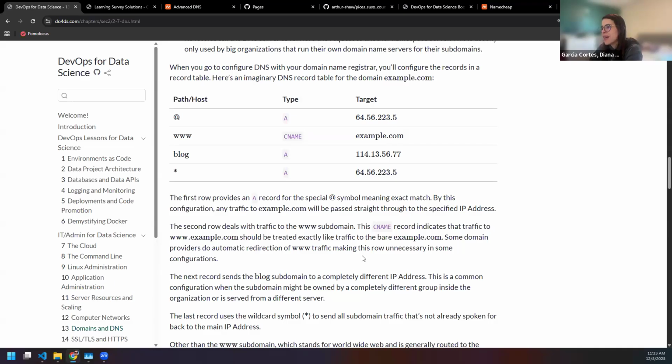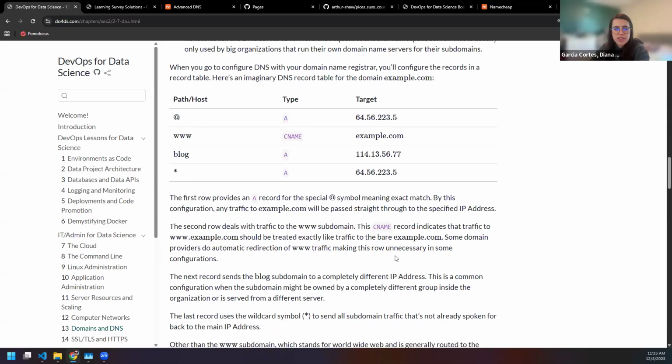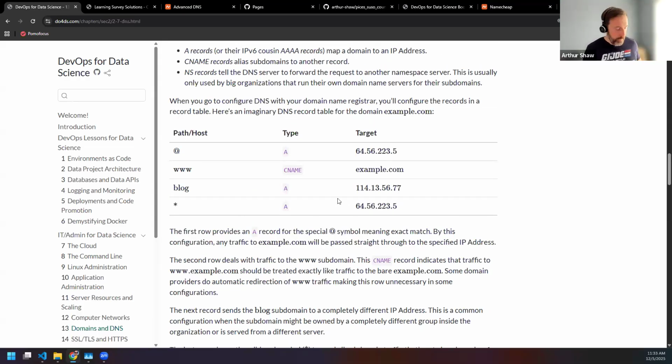Okay, but is that table only for example.com or is it for blog.example.com? I think it's for your domain, for your domain of example.com. So it's basically a table that maps different subdomains within example.com. Oh, okay, I get it now. And the asterisk means anything else would get routed back to example.com. That's at least my understanding.